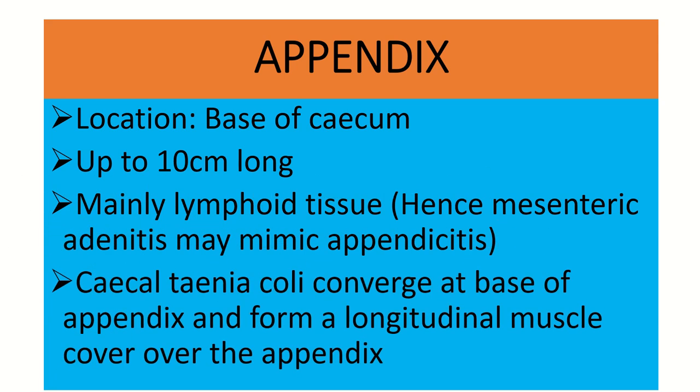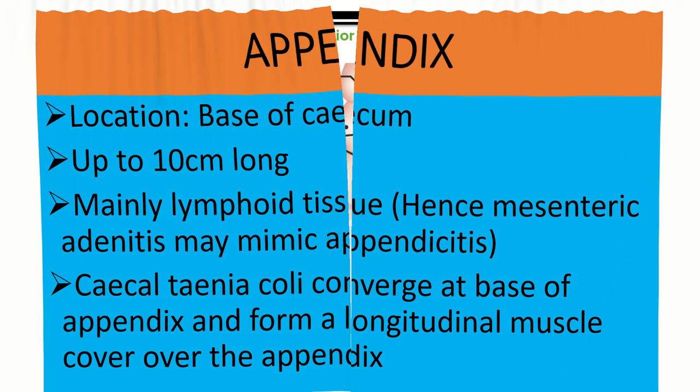And the tinea coli converge at the base of the appendix and form a longitudinal muscle cover over the appendix. That means during operation, when we find the appendix, it is usually located at the convergence point of the tinea coli. There are three tinea coli, and these three tinea coli converge at the base of the cecum, as well as at the same time at the base of the appendix. So to find the appendix, we have to find the convergence point of the tinea coli.